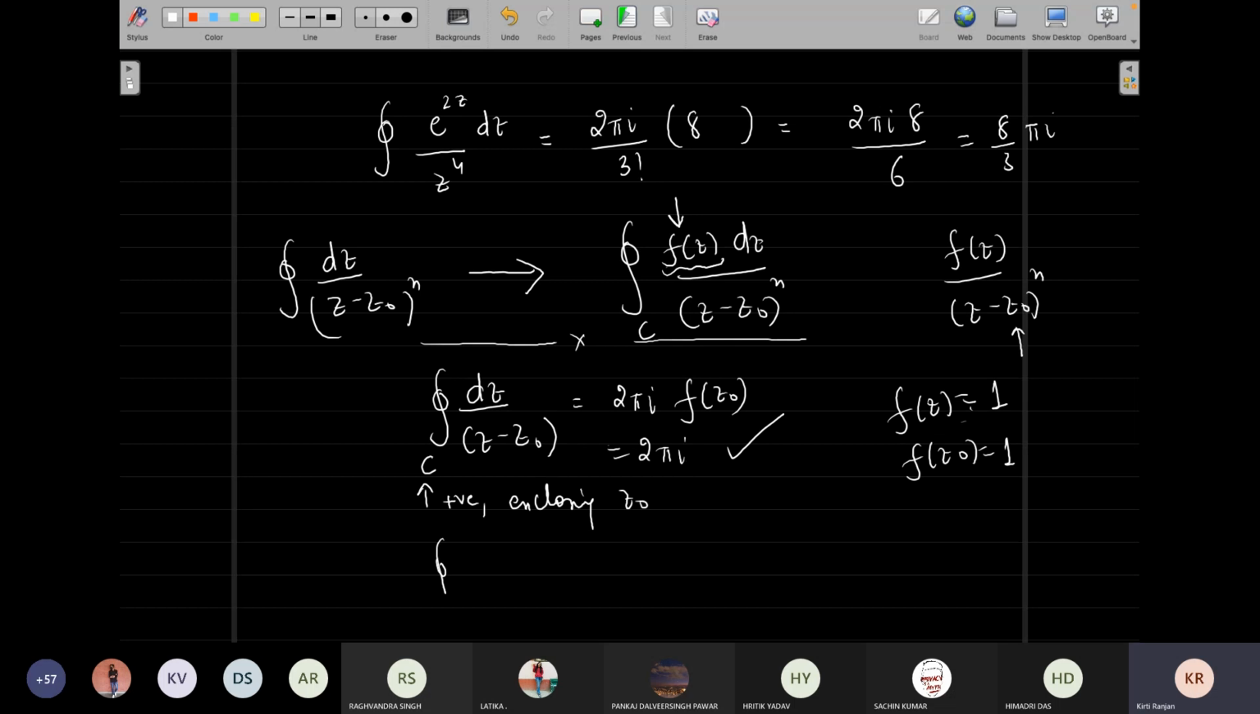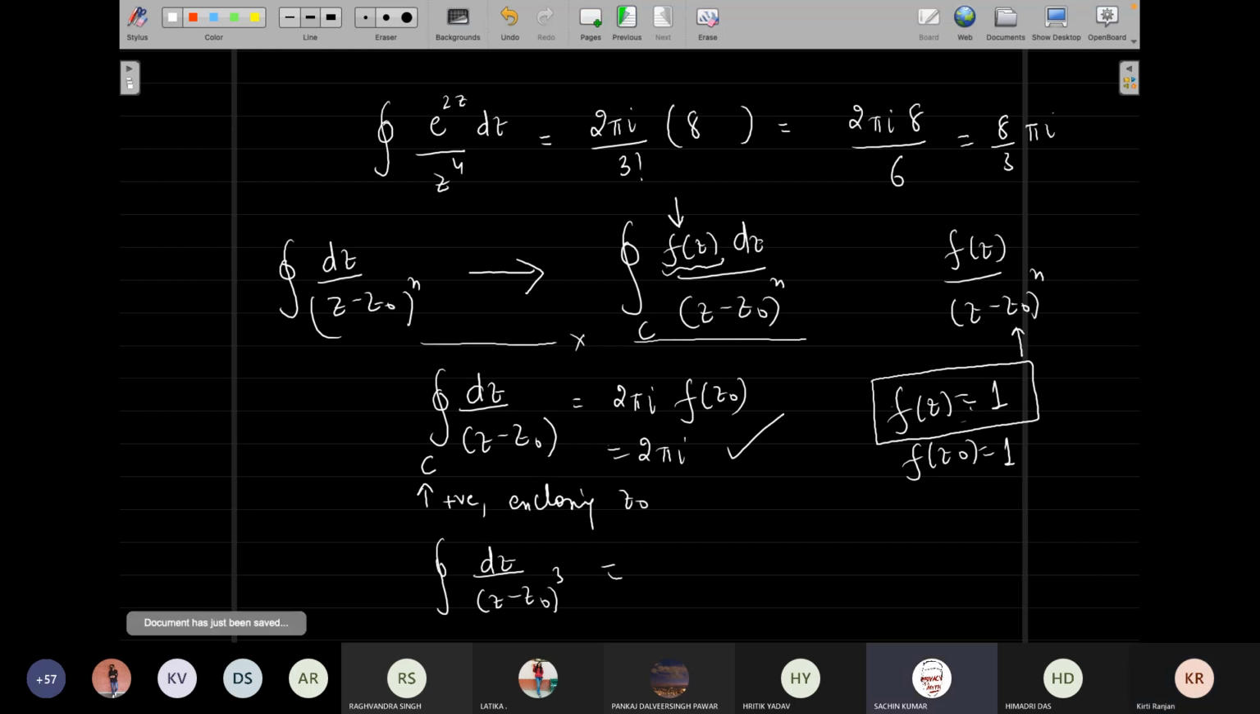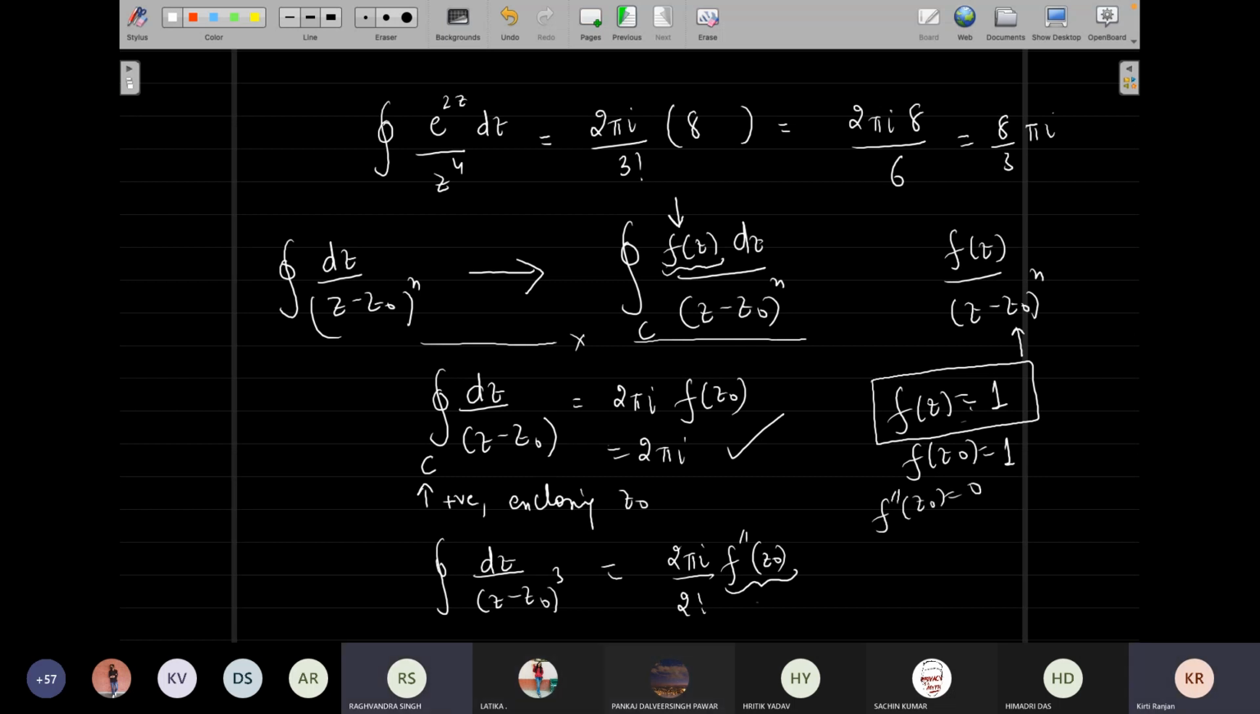What will be the result of dz over (z minus z naught) cube, for example? For this problem, you have to take the derivative of f(z) how many times? Two times. So the result will be 2 pi i over 2 factorial times f double prime of z naught. What is f double prime of z naught? 0. So this will turn out to be 0.